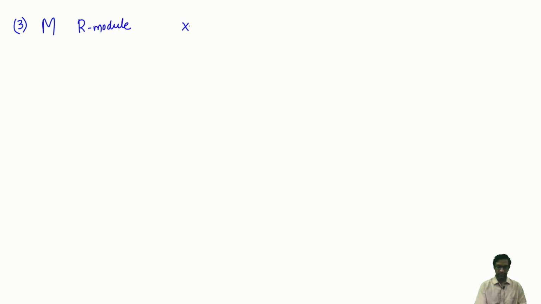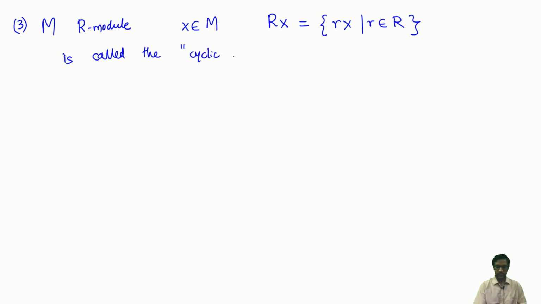and if I take an element of M, X in M, then by Rx I mean the space I get by multiplying X by all the scalars in R. This guy is called the cyclic submodule. So this is, by the way, a submodule, called the cyclic submodule generated by X. It's just a submodule generated by X in some sense. If it's a singly generated submodule, we usually call it cyclic.